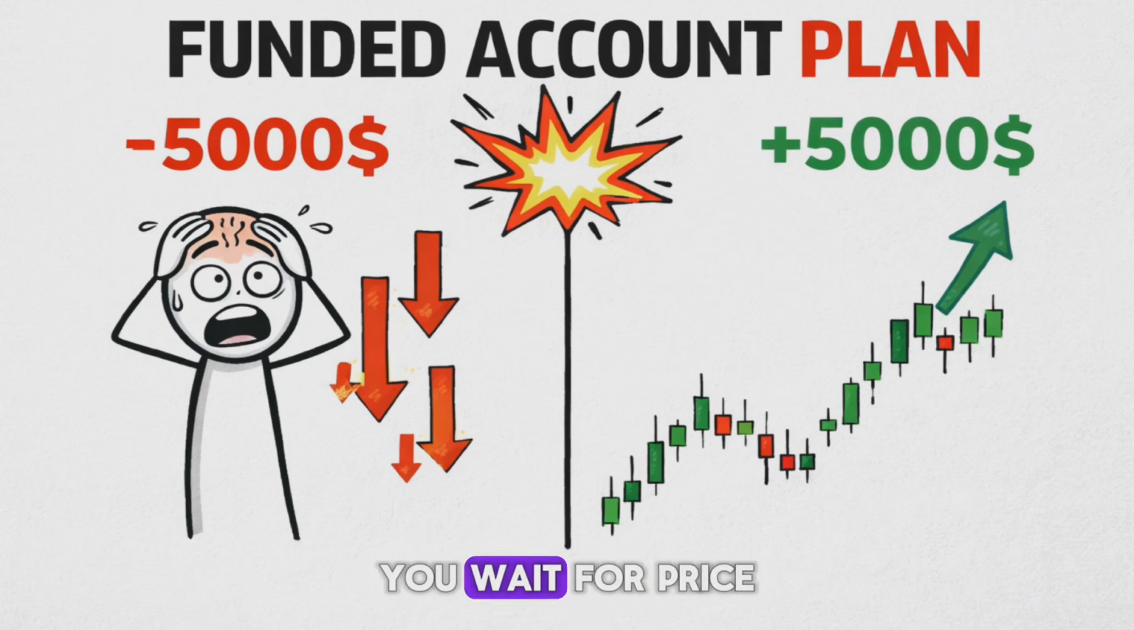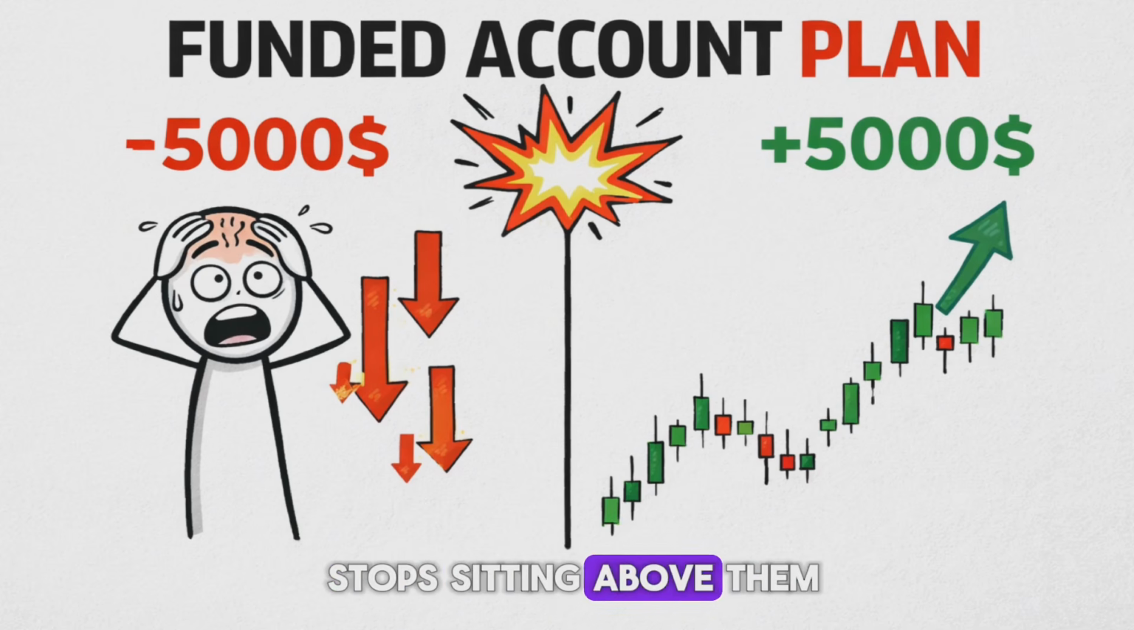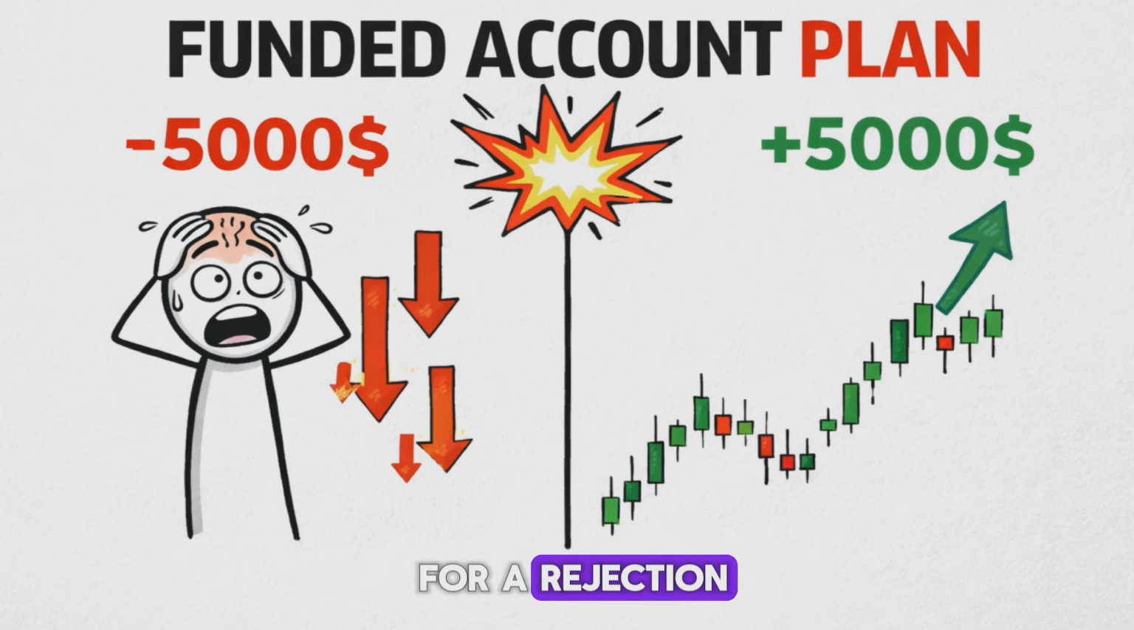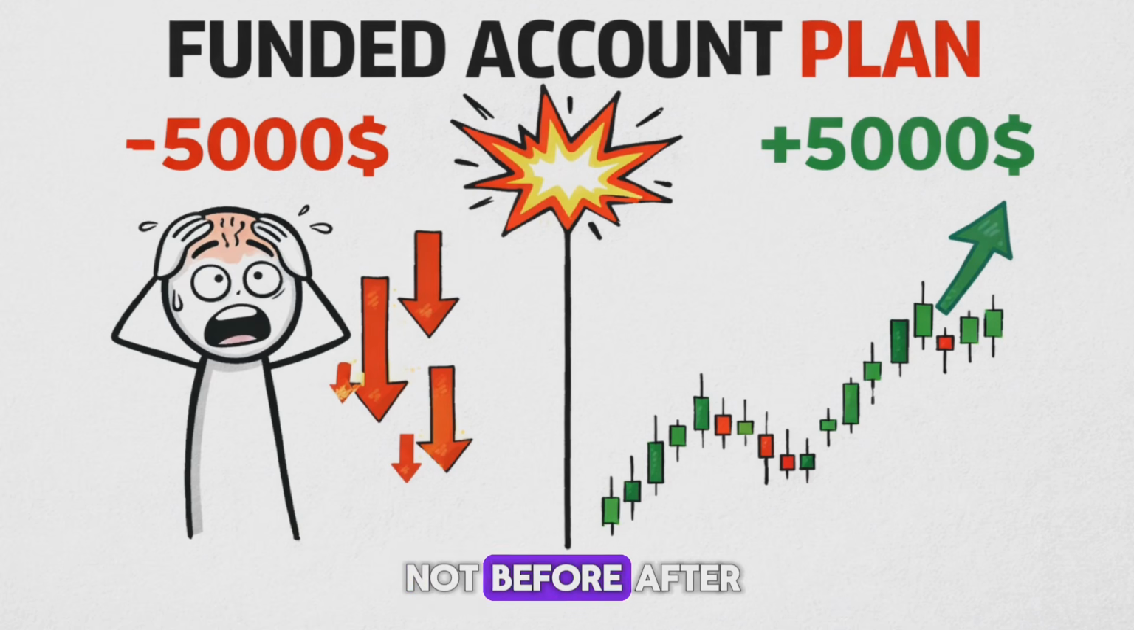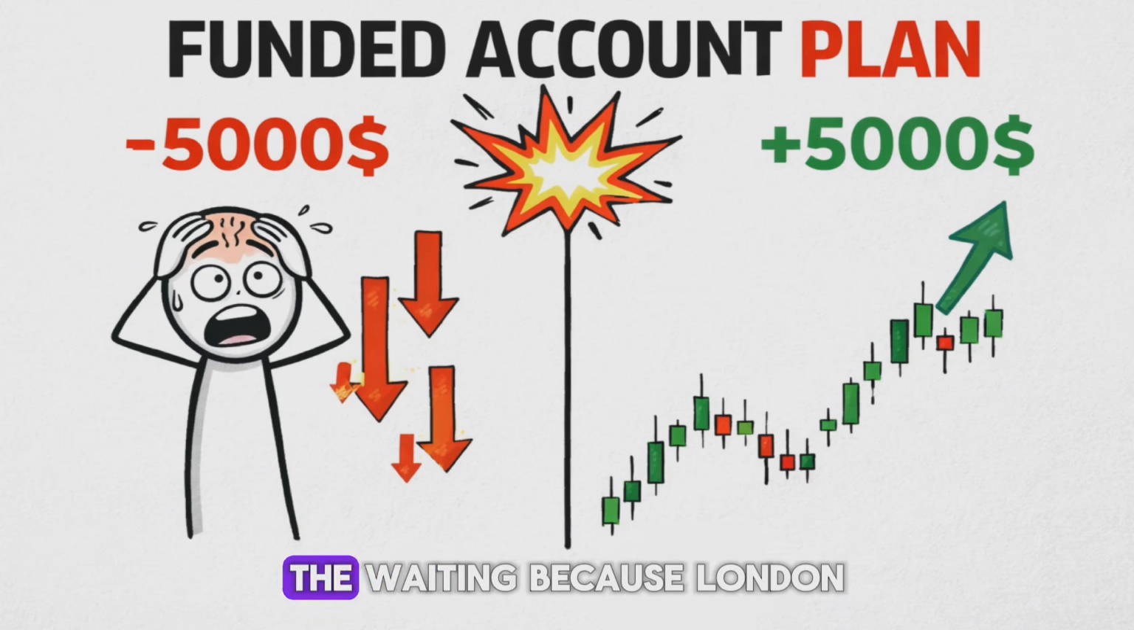You wait. You wait for price to run above those equal highs, to sweep the buy stop sitting above them. And then you wait for a rejection, a sharp reversal candle, a move back below the level it just swept. That confirmation, that shift in momentum after the stop run, is your entry signal. Not before. After. This is the hardest part, not the analysis, the waiting.